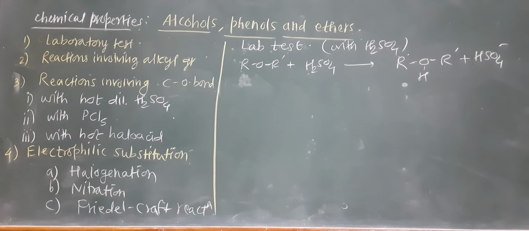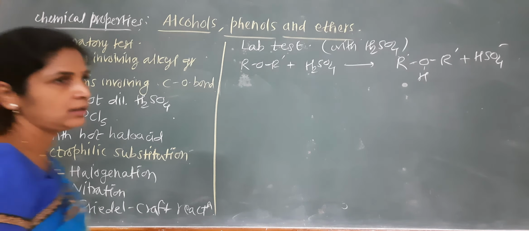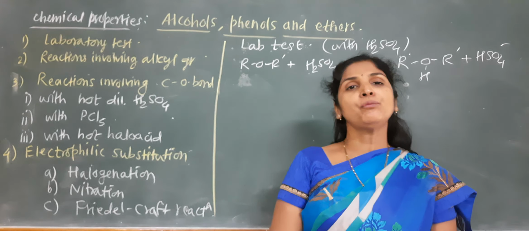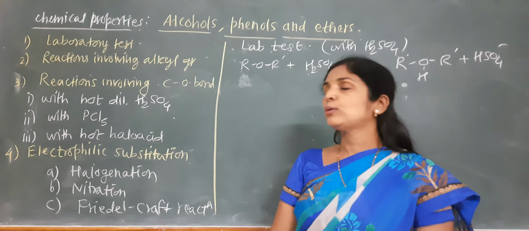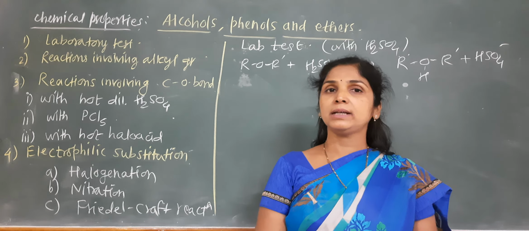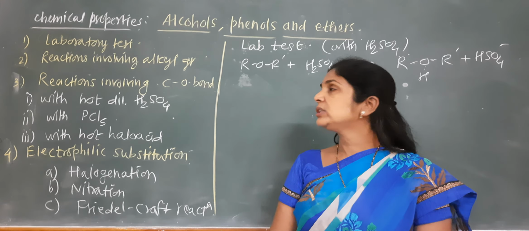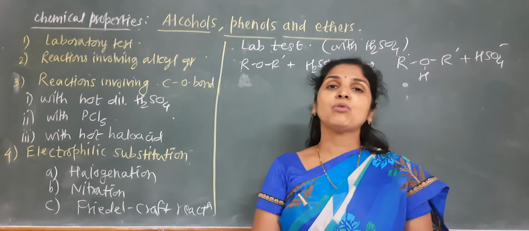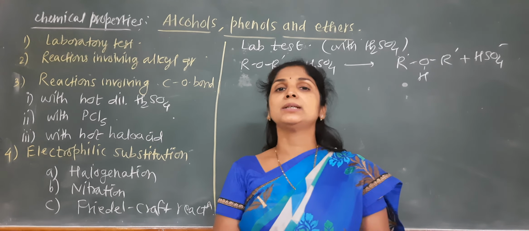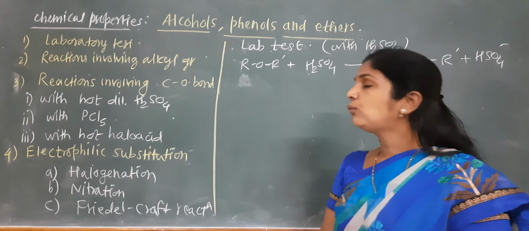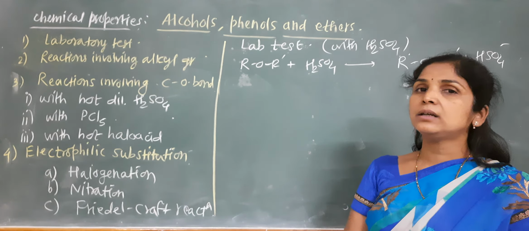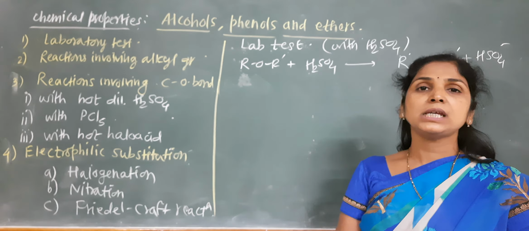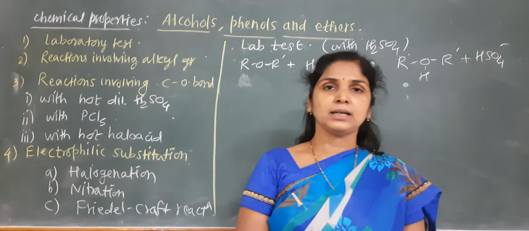Now we will move to the reactions of the ethers. The reactions of the ethers can be subdivided into 4 different parts. The first type of reactions are called the laboratory tests. The second, reactions involving the alkyl group. The third type, reactions involving carbon-oxygen bond breaking. And the fourth type is the electrophilic substitution reactions, which are seen in the case of the aryl ethers.